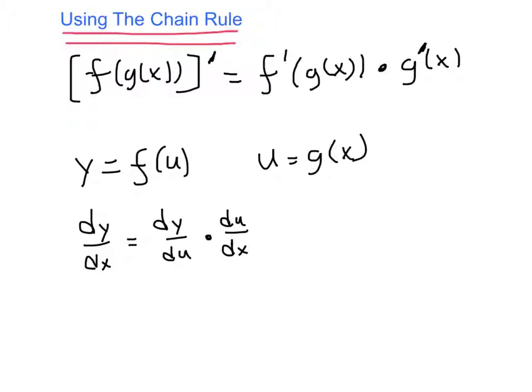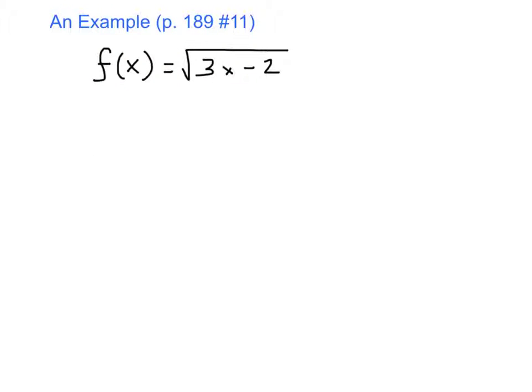What might help is if I show you an example of the chain rule in action. So I happen to pick out a problem from page 189, number 11. You'll see that here. The problem says find the derivative of f of x, and f of x is this function, which is the square root of 3x minus 2.